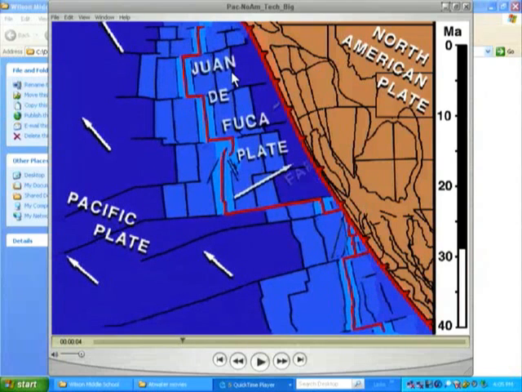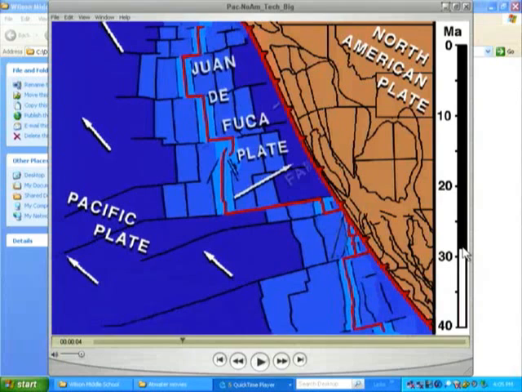And then we have two plates. So we have the Juan de Fuca plate now up in the north, and we have the Farallon plate still in the south. And in between, we're starting to form the San Andreas fault system. And in this picture, it's pretty short because, if you look at the time scale, this is about 28 million years ago. And of course, it's going to evolve a lot between 28 million years and the present.